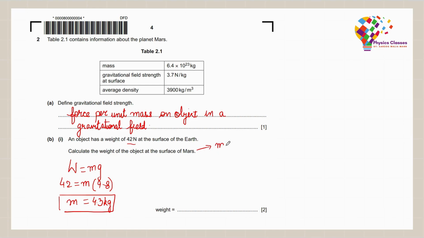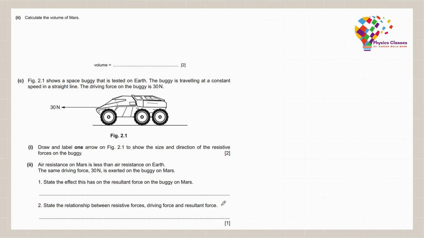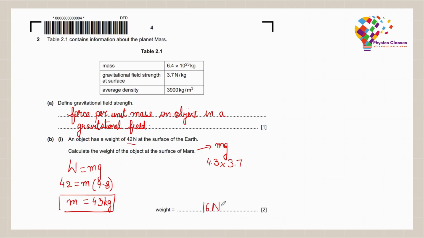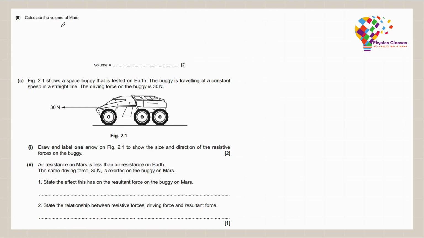Now if I want to calculate the weight on Mars, I can do mg, and again over here for my mass I would take it as 4.3 times the gravitational field strength on the surface of Mars, which is given to us as 3.7 newton per kg in the question itself. So 4.3 times 3.7, and this would give me the weight as 16 newtons. Therefore, the weight on Mars is 16 newtons.